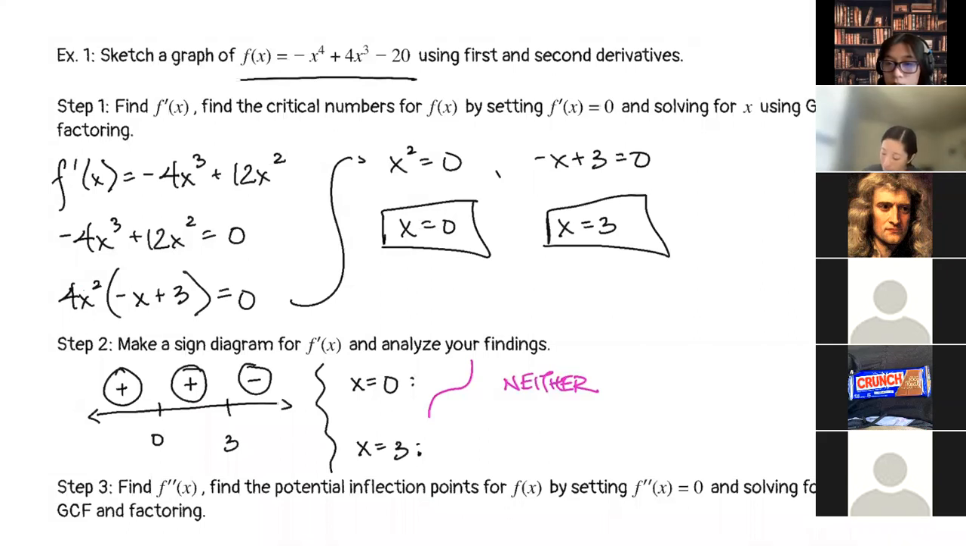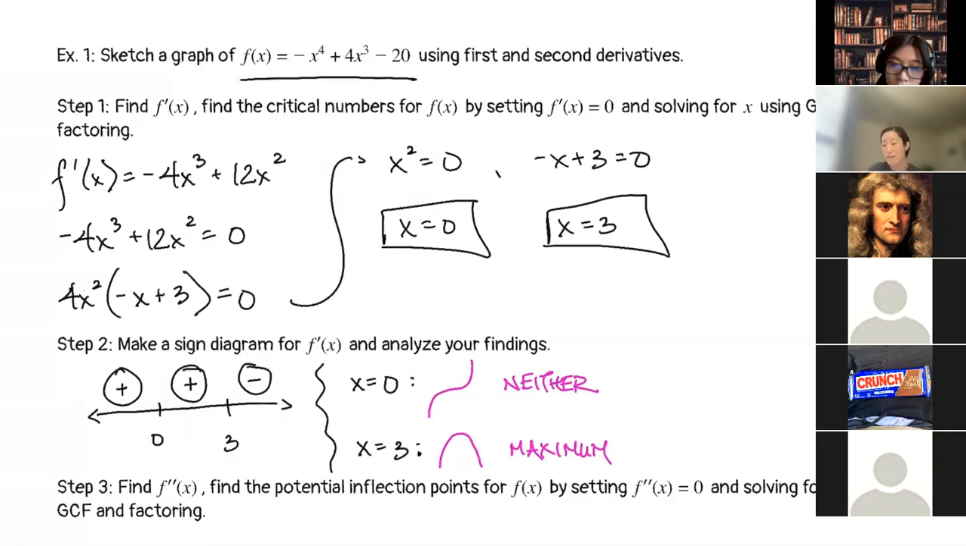Similarly, at x equals 3, I want to draw a picture that has a positive slope and then it changes to a negative slope. And so positive slope to negative slope means that I have a maximum. Right? So the part in the pink to the right, that is sort of your analyze your findings.